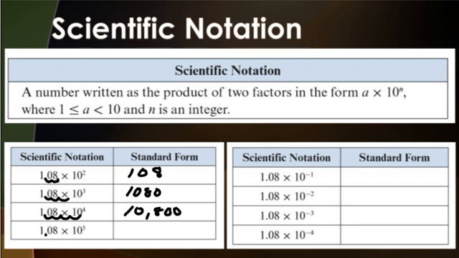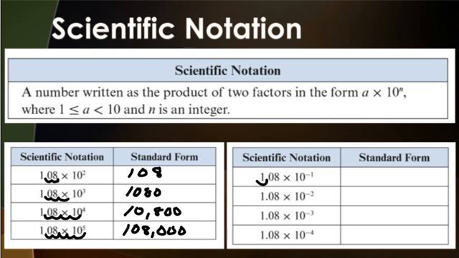Times 10 to the fifth, move it 5 places, it would be 108,000. So all we're doing is just tacking on another 0 at the end of our number for standard form. Now if we have a negative exponent, we move it to the left that many places.